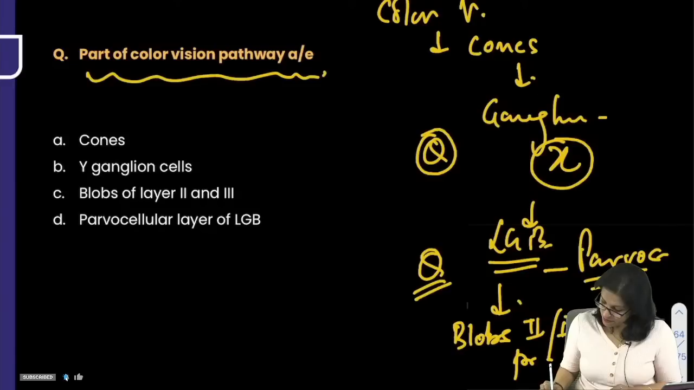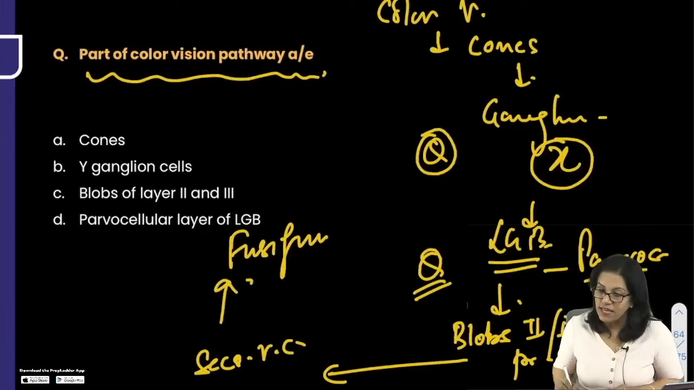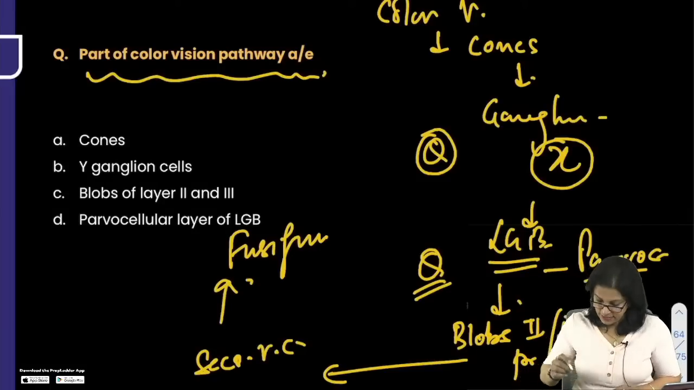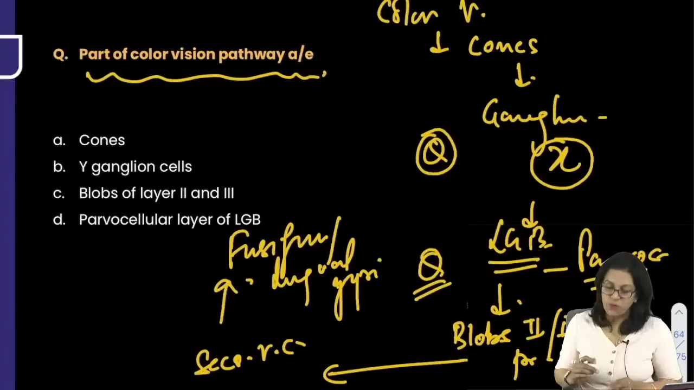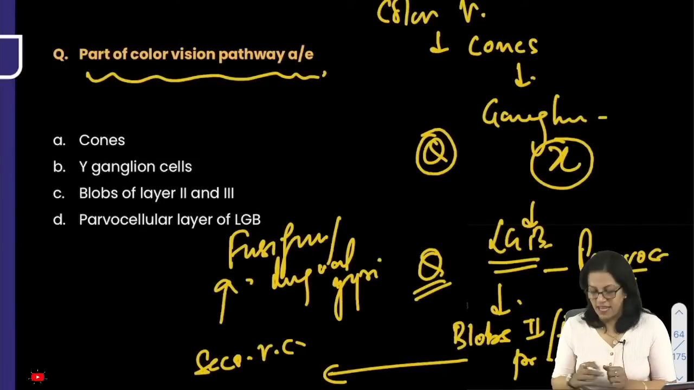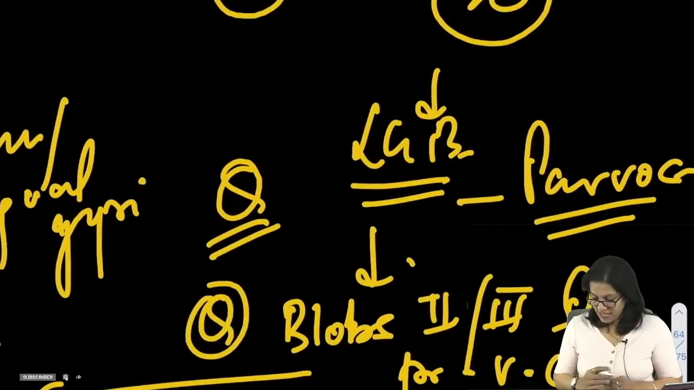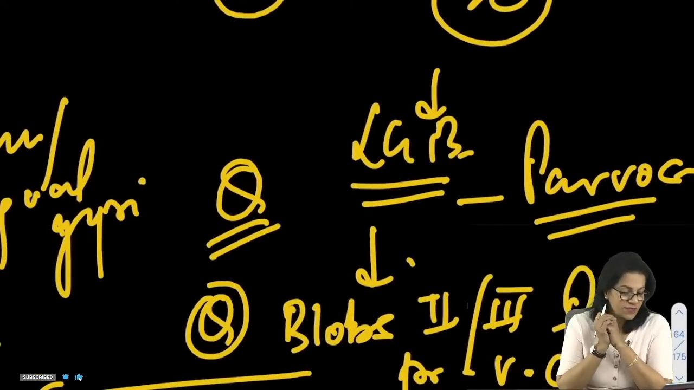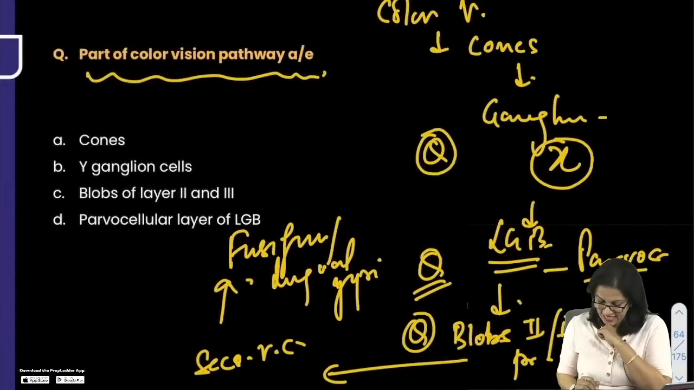Okay? And from the primary visual cortex it goes to secondary visual cortex, and then to fusiform and lingual gyri. Okay? So very quick, you should know what is the pathway. So the questions have been asked on ganglion cell, on LGB, and also on blobs of layers 2 and 3 of primary visual cortex. Okay? So what should you say here? Yes. Y ganglion cell will be the wrong one. Yes, so this is it.